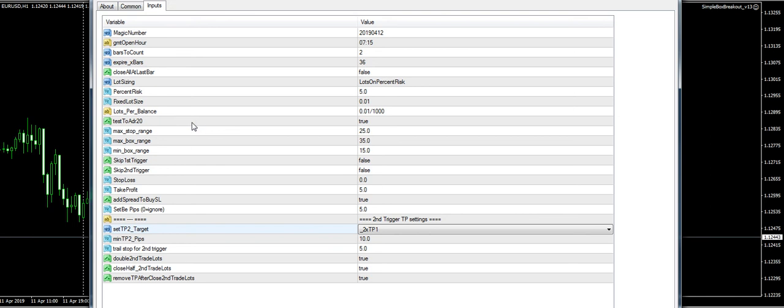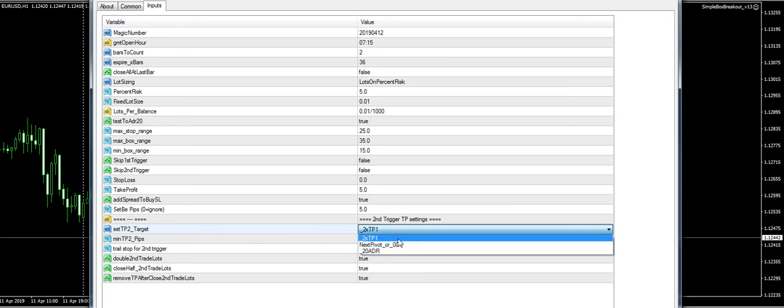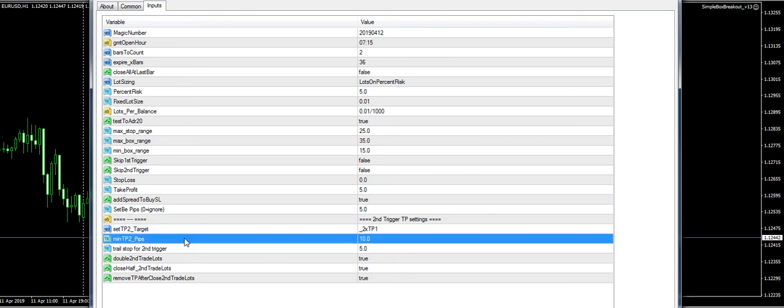And of course, we got our stop break even, and this is gonna be where, probably remove that one. This is where you're gonna choose if you just want the 2 times TP1, or if you want the next pivot or 0, or if you want to try to target the 20 ADR. These don't work right now, but that's the idea. And of course, the minimum pips for the second TP is 10, so you can change that. But I think that's what we talked about.